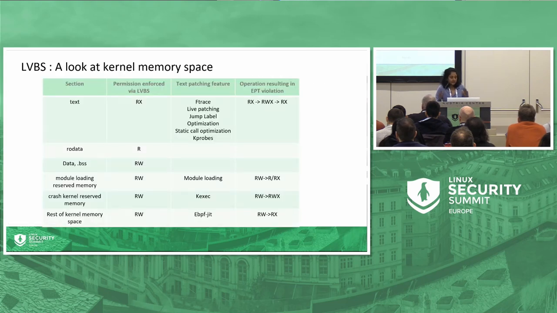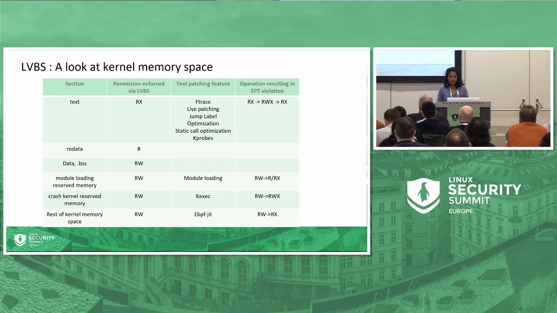So let's look at the kernel memory space again, okay? In this case, these are the kernel sections. Then there is a permission that is enforced through LVBS in the EPTs. And the last two columns show a bunch of features. These are kernel features, this is not an attacker or anything.